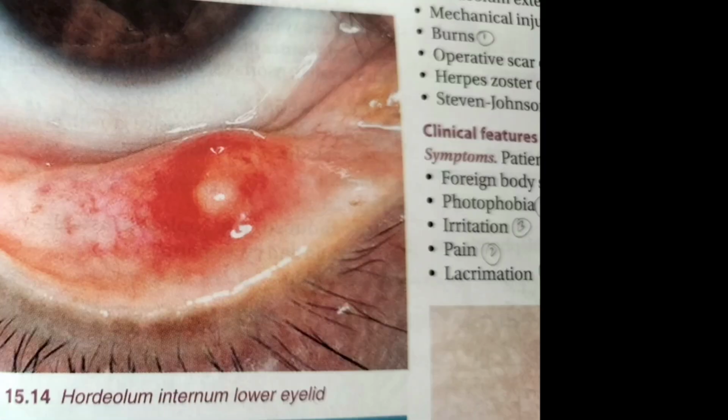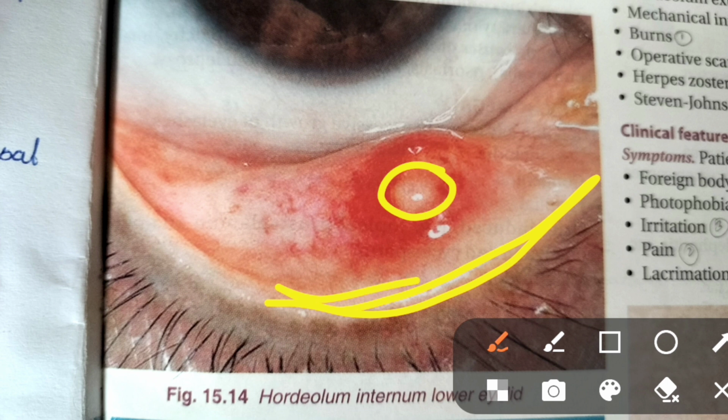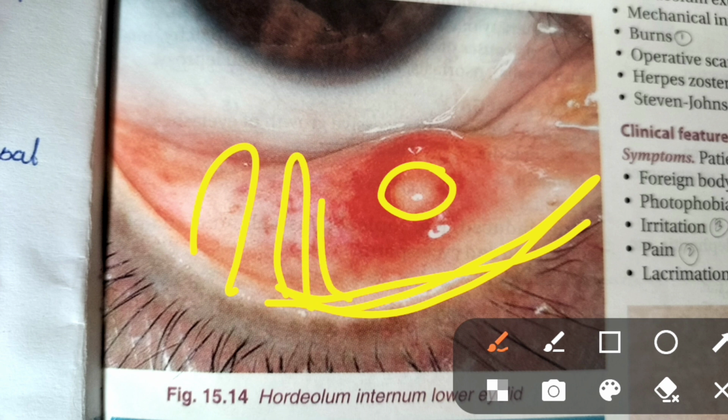This is a picture of hordeolum internum. You can see the pus point is away from the lid margin, and it is present on the lower lid. Meibomian glands are arranged like this.